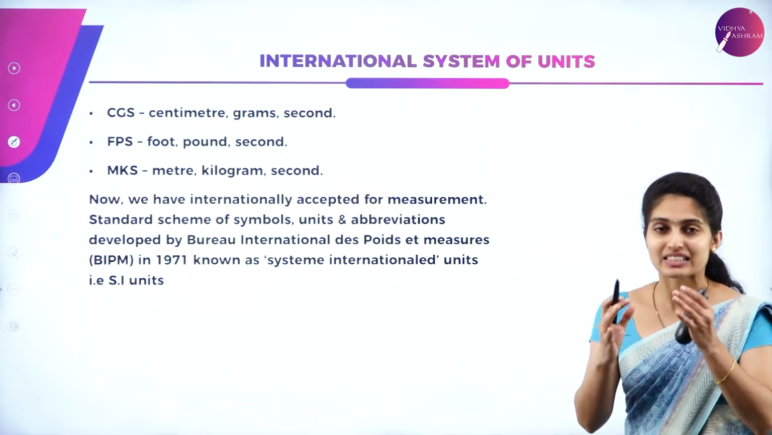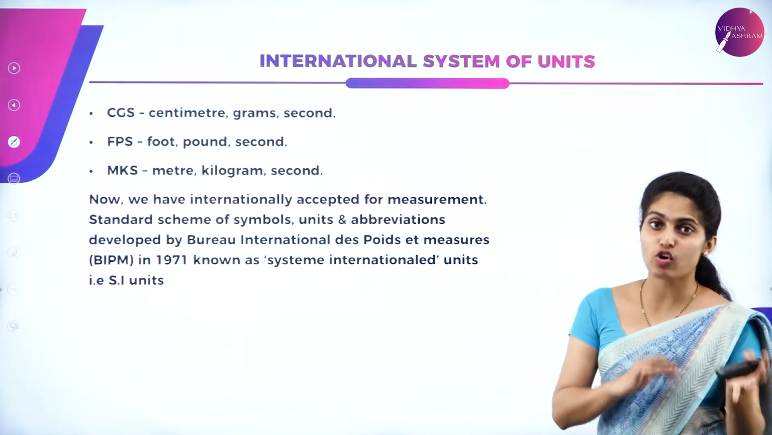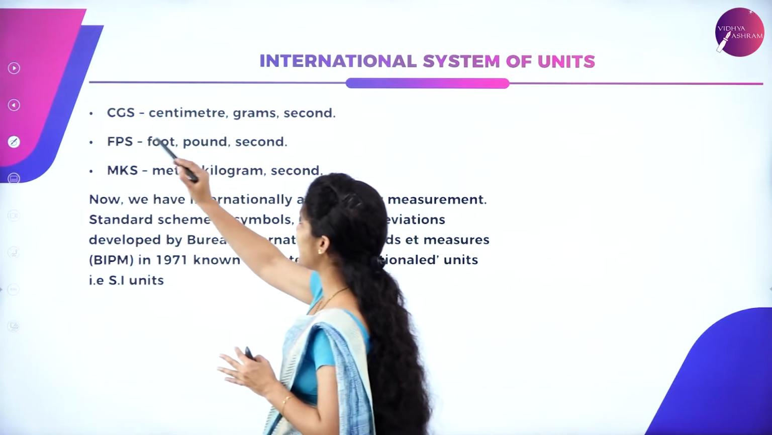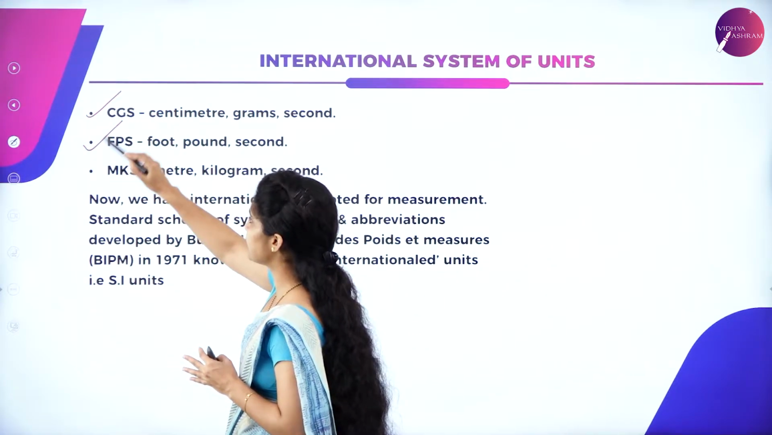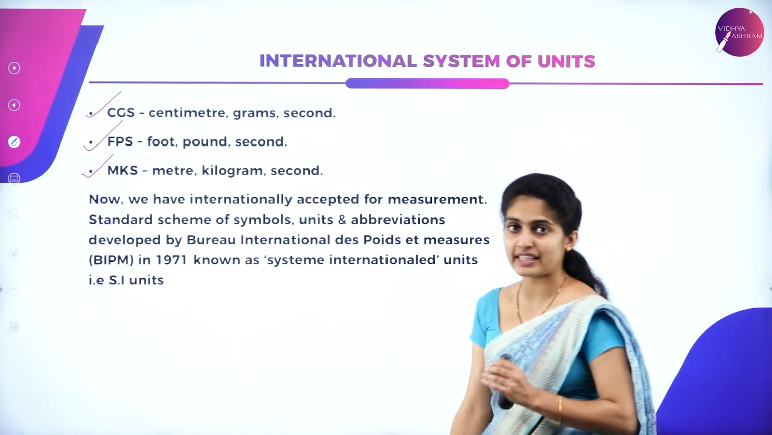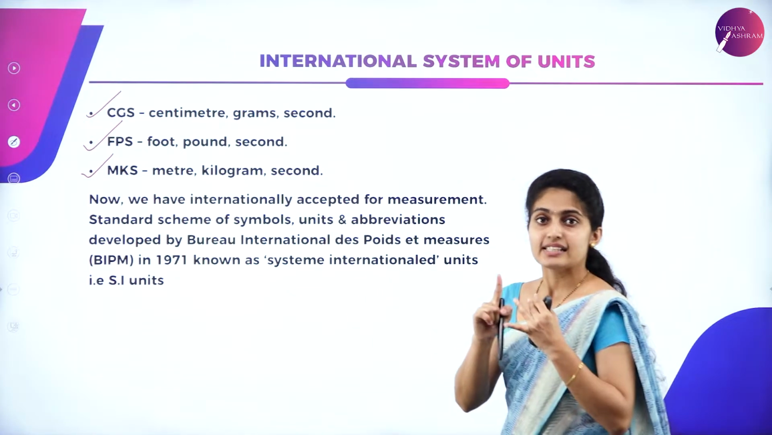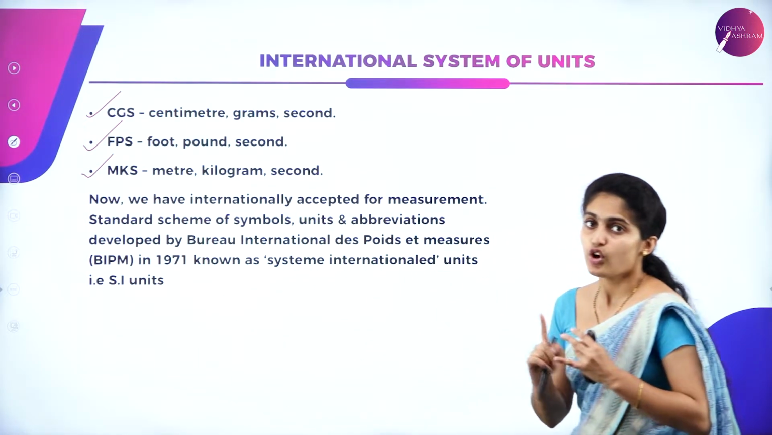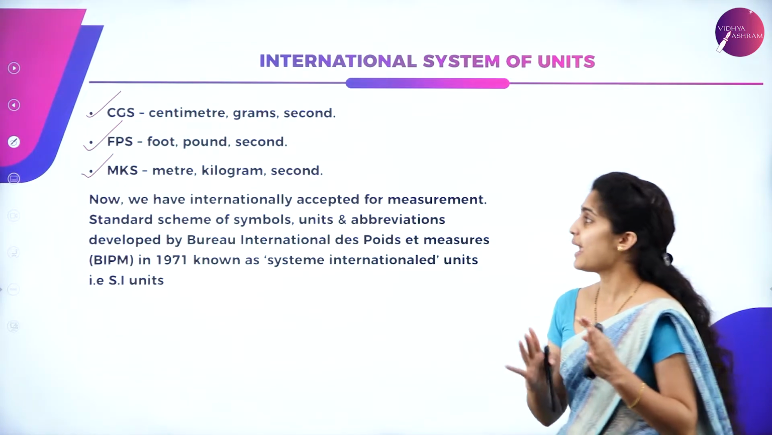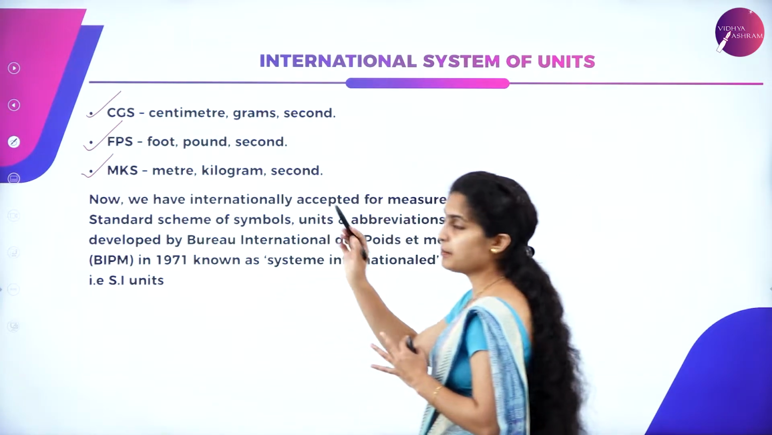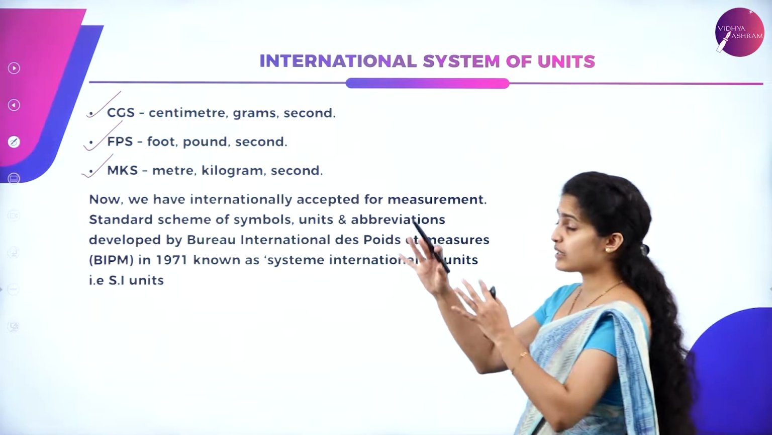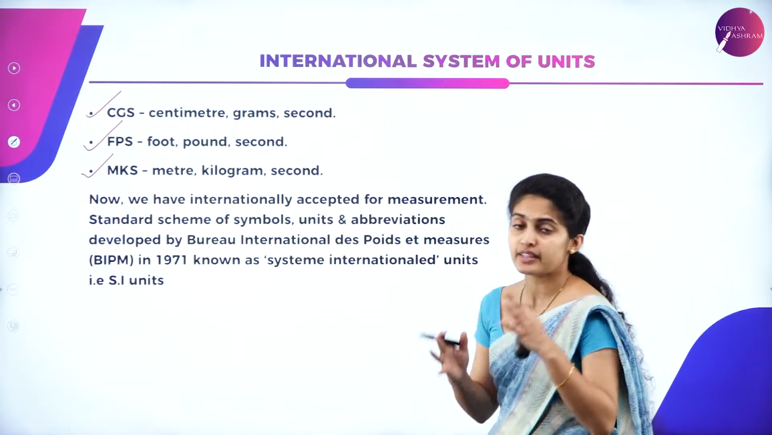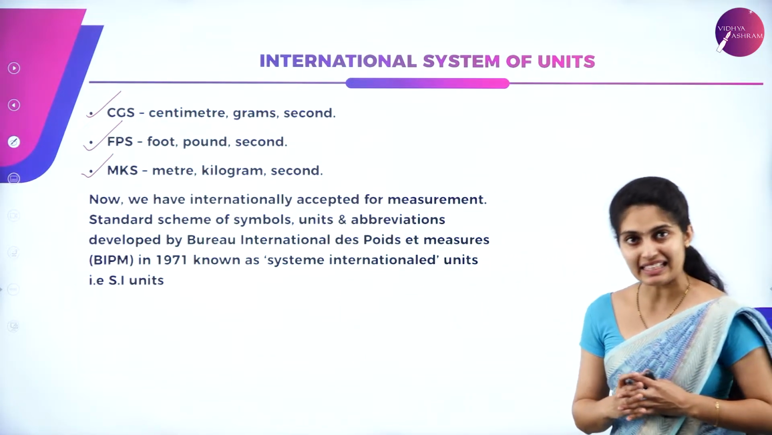Now let us get into certain systems, what we had before and what we are having right now. Those systems of units are called CGS system, FPS system, MKS system. CGS is centimeter, gram, second; FPS is foot, pound, second; MKS is meter, kilogram, second. Okay, some of the countries used to use CGS, some of the countries used to use FPS, some of the countries used to use MKS system.